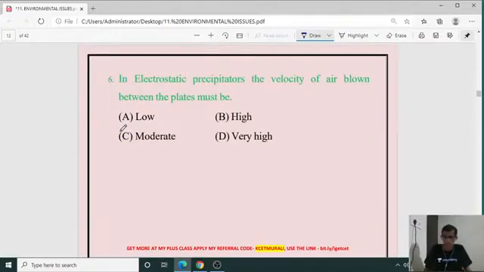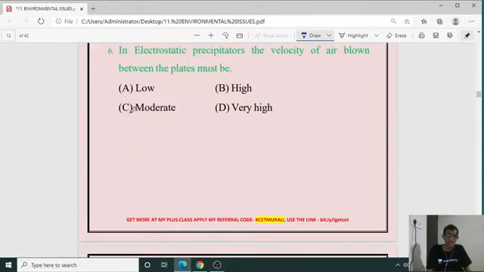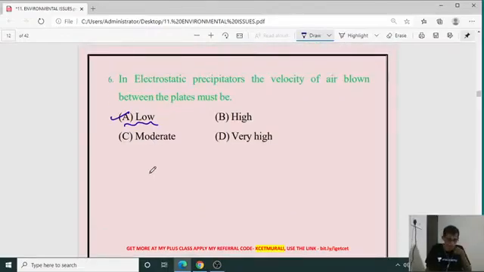Then the sixth one. In an electrostatic precipitator, the velocity of air blown between the plates that have the electrical charge is going to be at which level? A is the answer, low. The velocity of air blown between the plates must be very low. As a result, the particles present in that blown air are attracted by the electrostatic precipitator. Thereby we can minimize the entry of unwanted suspended particles into the atmosphere.